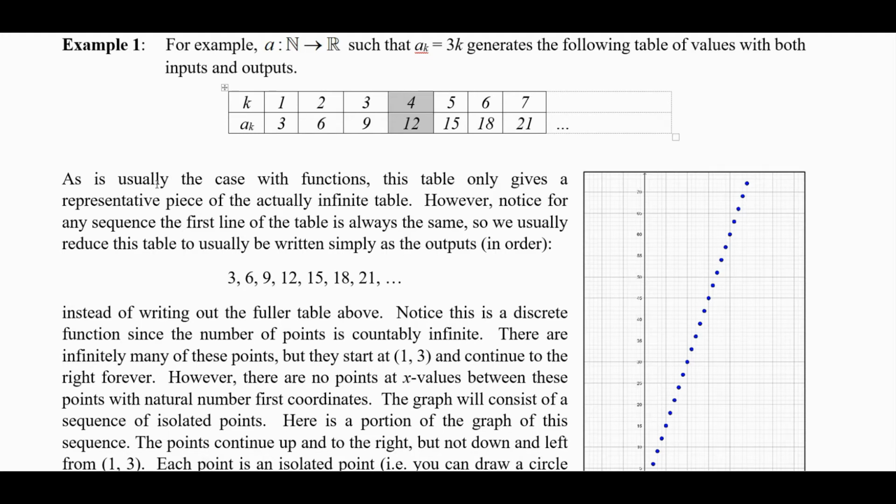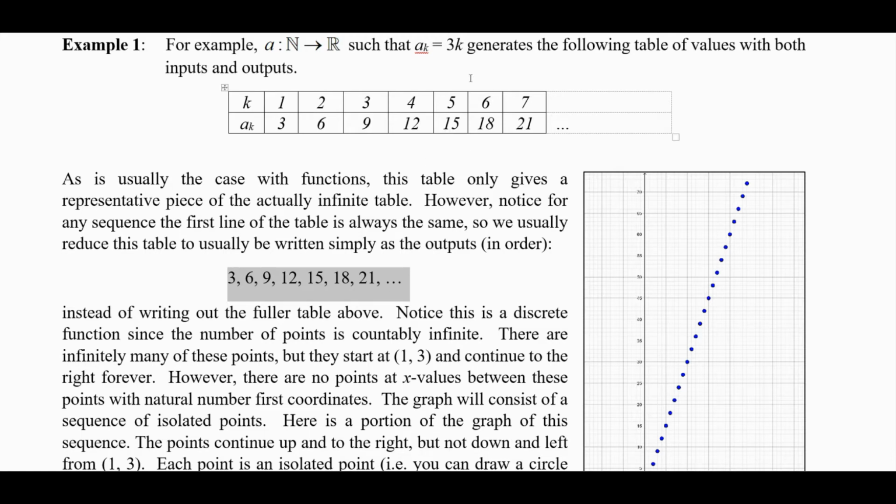As is usually the case with a function, this table only gives a representative piece of the actual infinite table. However, notice that for any sequence, the first line of the table is always the same. So we usually reduce the table to just the second part. In other words, this part up here is automatic, so we just leave it out and only keep this part here. Instead of writing it in a table, we write it with commas. And so we just write down the outputs 3, 6, 9, 12, 15, 18, 21, and so forth.